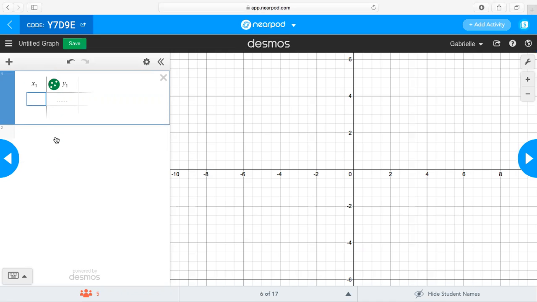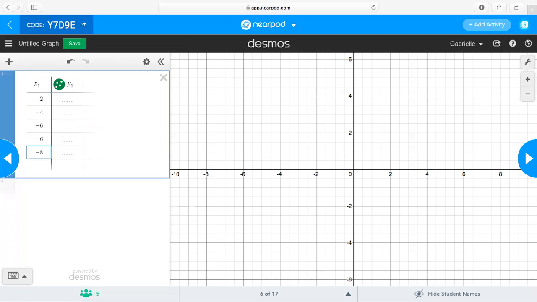So the x values are -2, -4, -6. Oops. What in the world is going on? Sorry. Okay, -2, -4, -6, -6, -8. Remember, the negative sign is just the minus sign. Then the y values: 7, 9, 10, 12, 14.